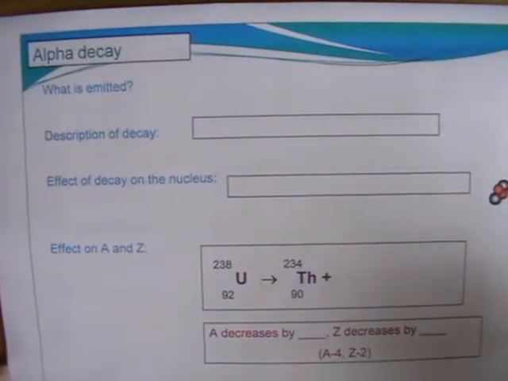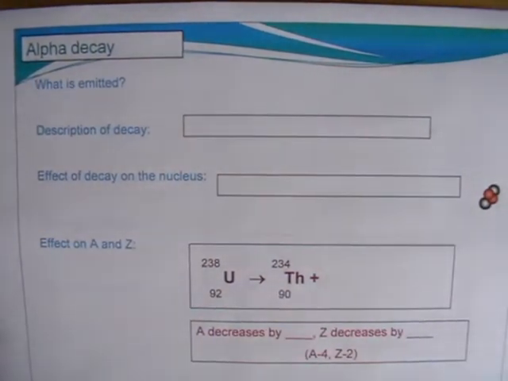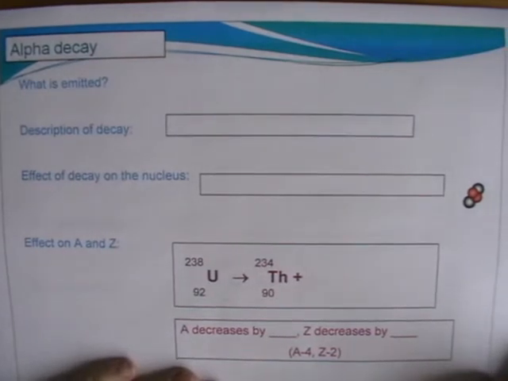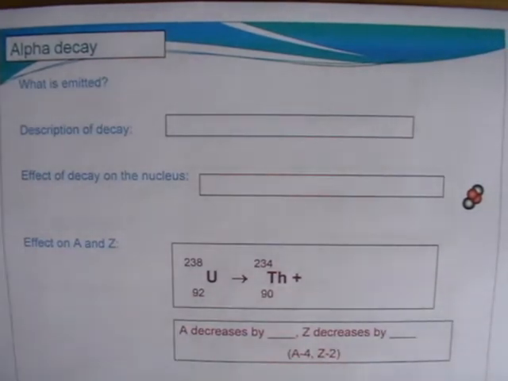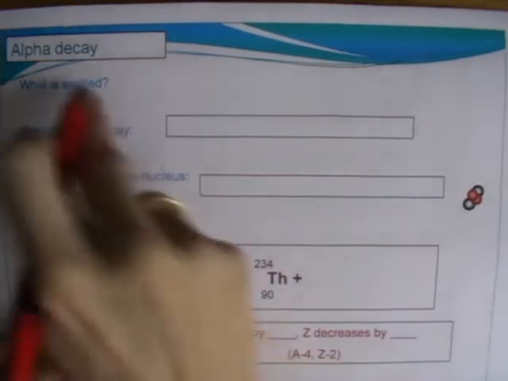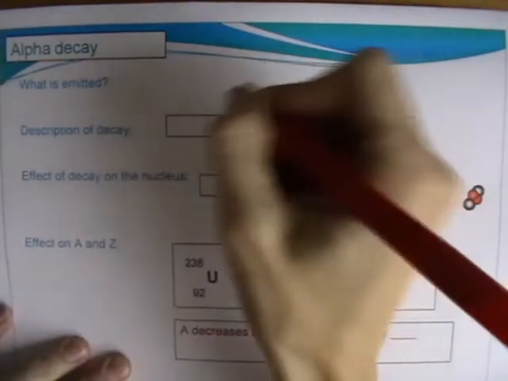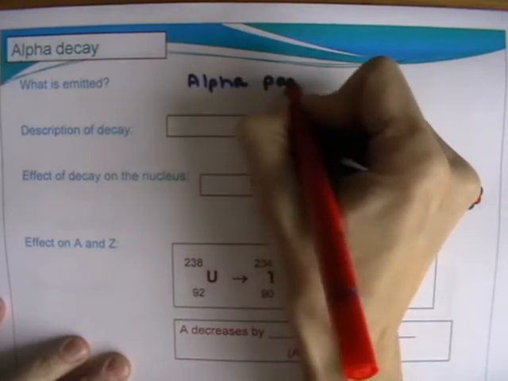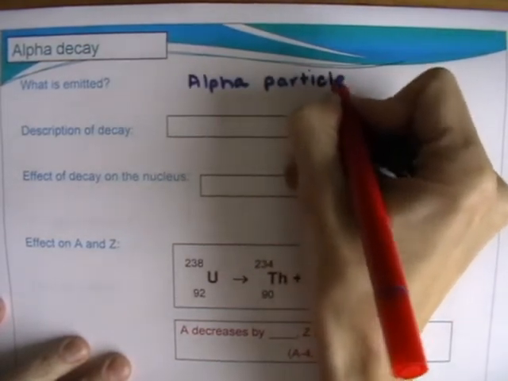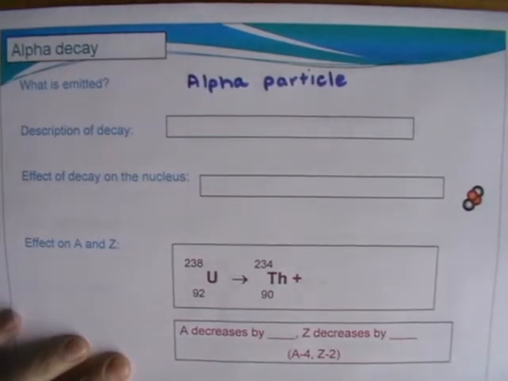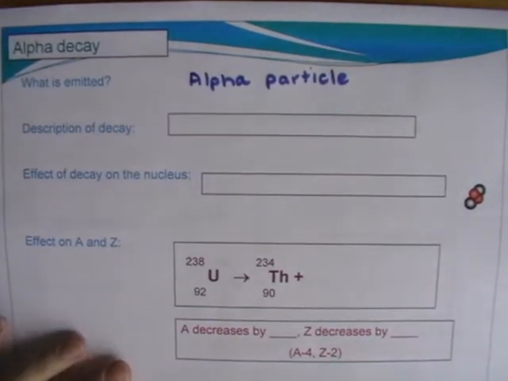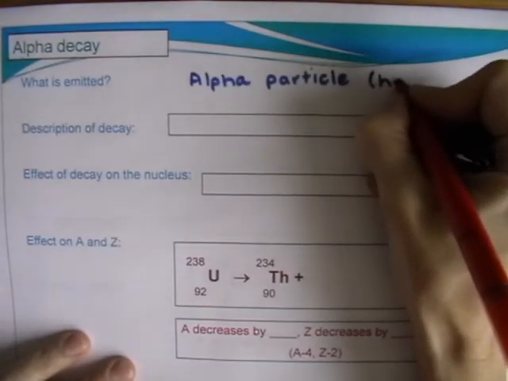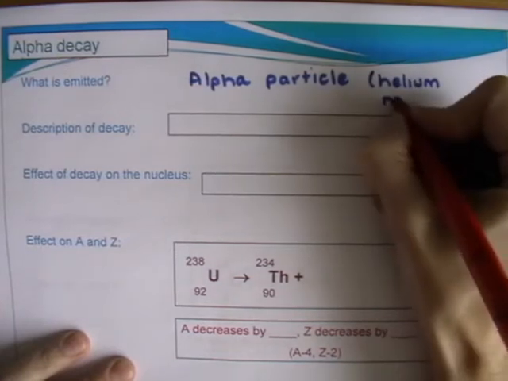So what happens when a nucleus becomes more stable by giving out alpha particles? The first thing is what is emitted. The type of decay is alpha decay. What is emitted? It's an alpha particle. The description of the decay then. So I'm just going to write in here, it's also similar to a helium nuclei.